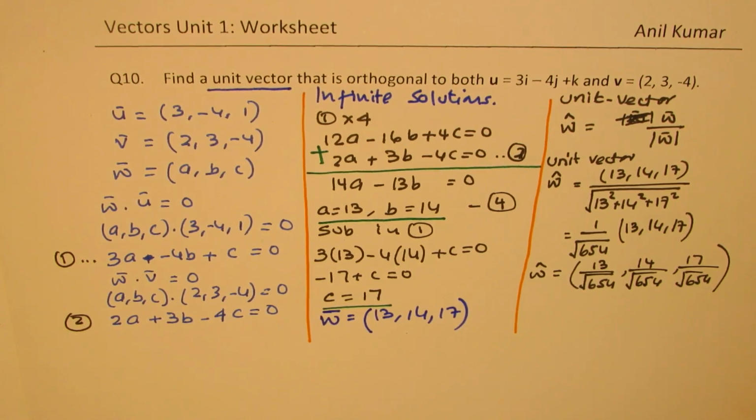I hope that makes sense. With this, we have done a great application of the dot product to find an orthogonal vector to two given vectors in R3. We complete the solution of all the 10 questions of our worksheet, which was provided by Lisa.